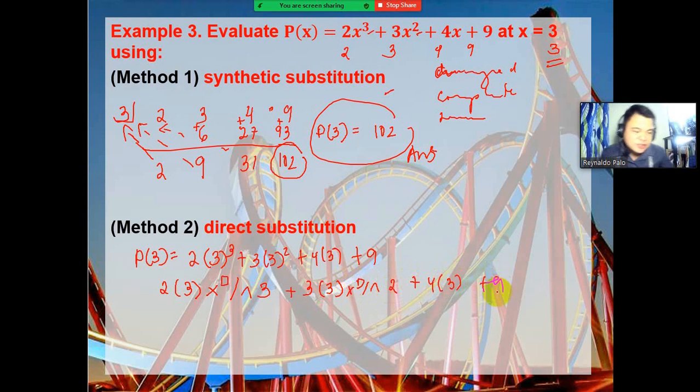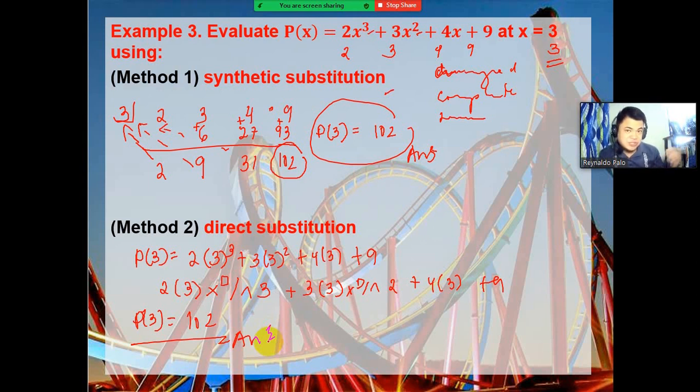What is your answer? Can I hear it? Very good. It is also p of 3 equals 102. So as you can see, they are the same. Now, it's up to you to decide which method you prefer most. Whichever is easier for you, then use it.